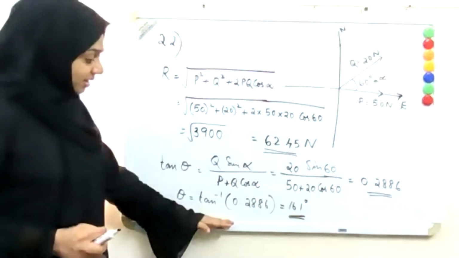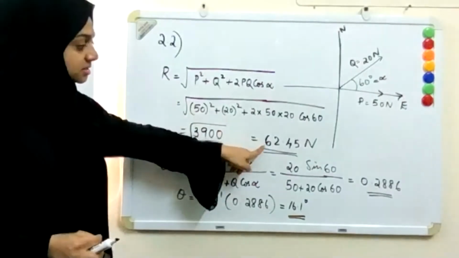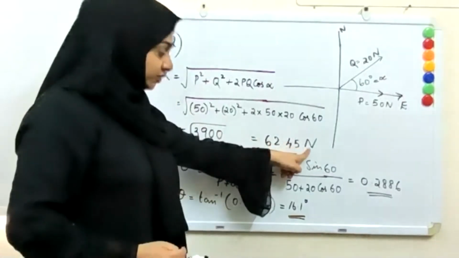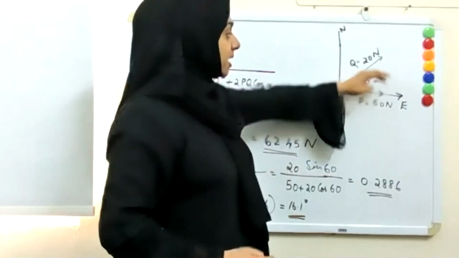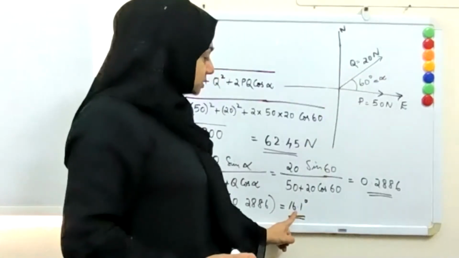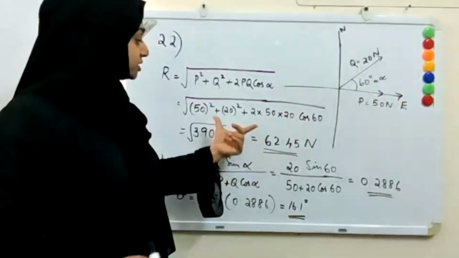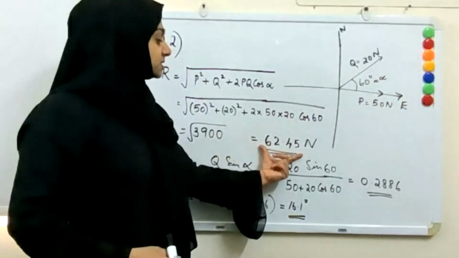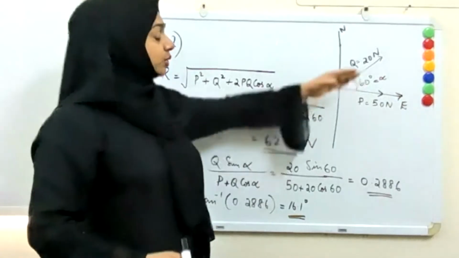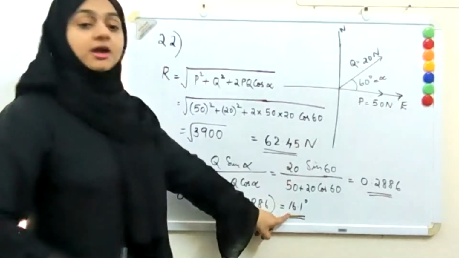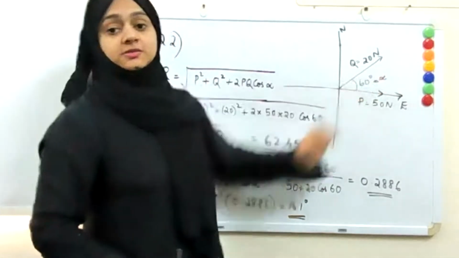So you can tell that the resultant force will be 62.45 Newton towards north, making an angle of 16 degree from the east. So that is how you have to tell the answer, that the resultant force is 62.45 Newton towards north, making an angle of 16 degree from the east.